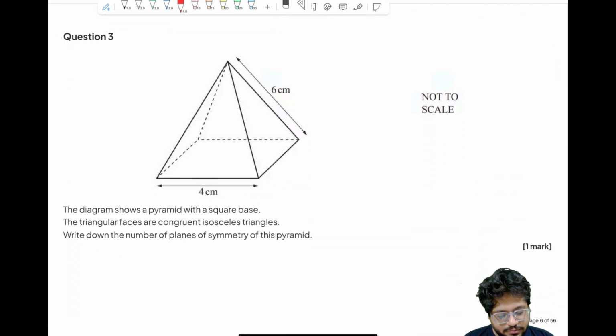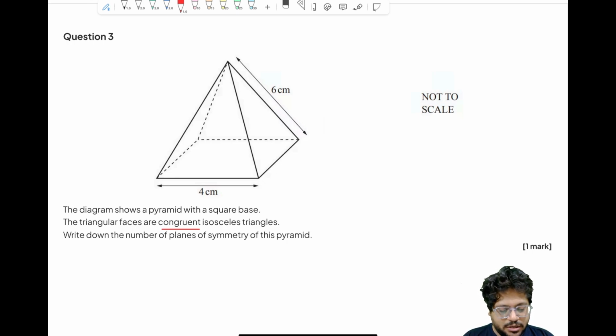See the third question. The diagram shows a pyramid with a square base. The triangular faces are congruent isosceles triangles. Congruent means identical. So all four sides are identical triangles, and the base is a square. Write down the number of planes of symmetry. So how many planes are there if you cut it in half, so that both the halves are mirror images of each other. It's basically the same as the lines of symmetry of your square.